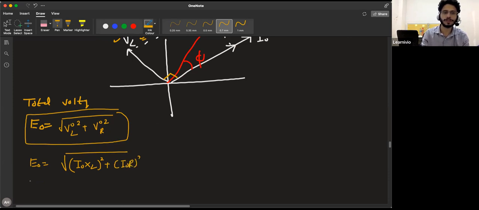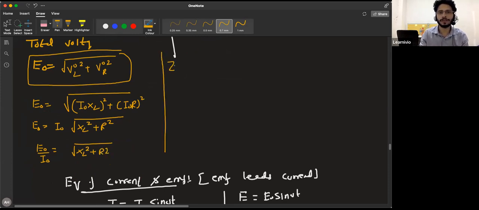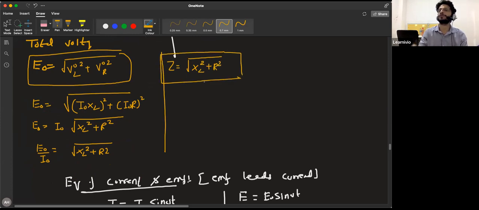So just like the previous calculation, we can take I naught square as common. So this I naught will come outside and you will be left with root over XL square plus R square. Then you will get E naught by I naught, which is root over XL square plus R square. And this E naught by I naught is known as Z, impedance. And impedance is root over XL square plus R square. This is the expression of impedance.